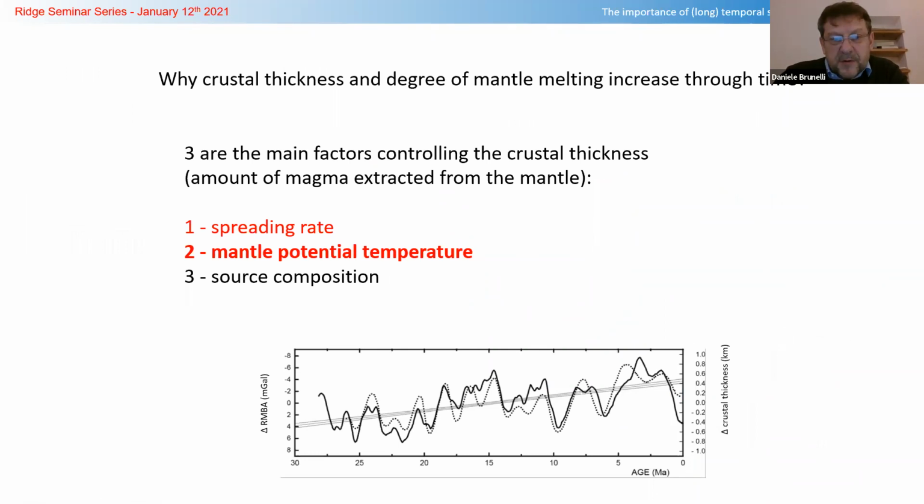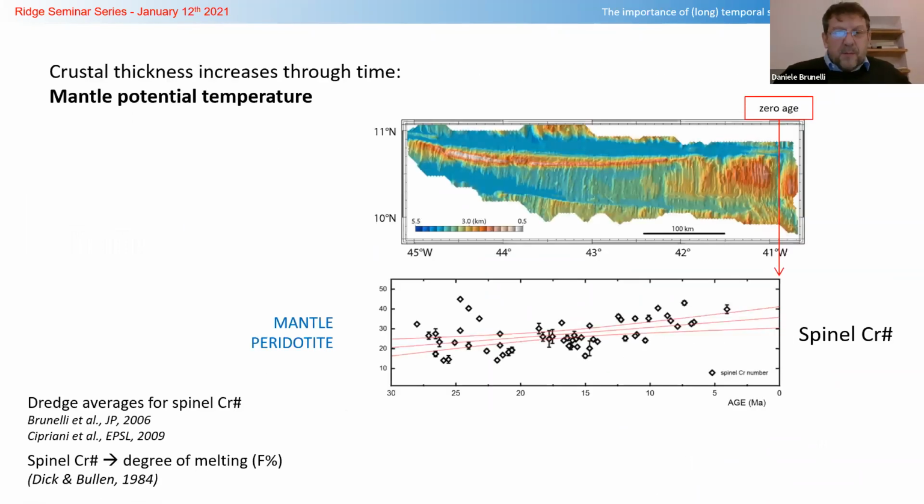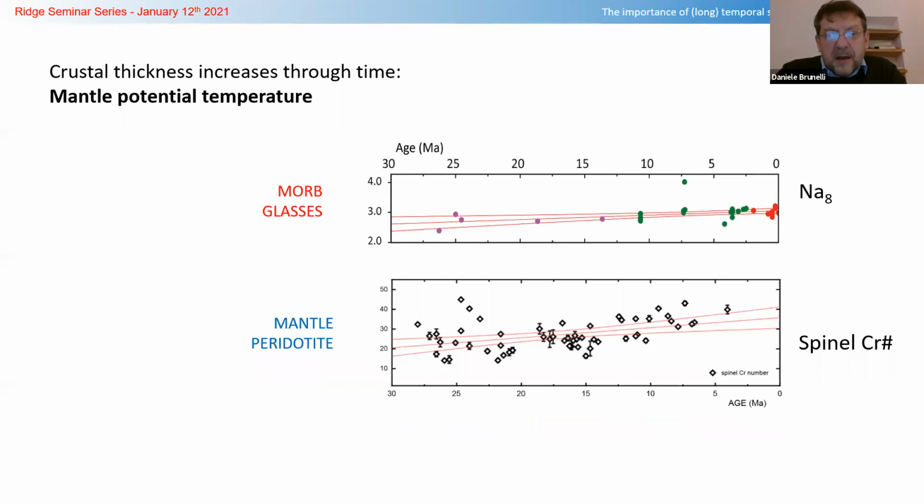What about the mantle potential temperature? I will discuss this by comparing what happens in the residual mantle and in the associated basalts. We observe a variability, an increase of the Cr number in the mantle peridotites, which means an increase of the partial degree of melting experienced by the mantle peridotites. When we look at the basalts, we can use other indicators, such as, for instance, Na8, which measures the progressive dilution of sodium during the increase of the degree of melting of the mantle.